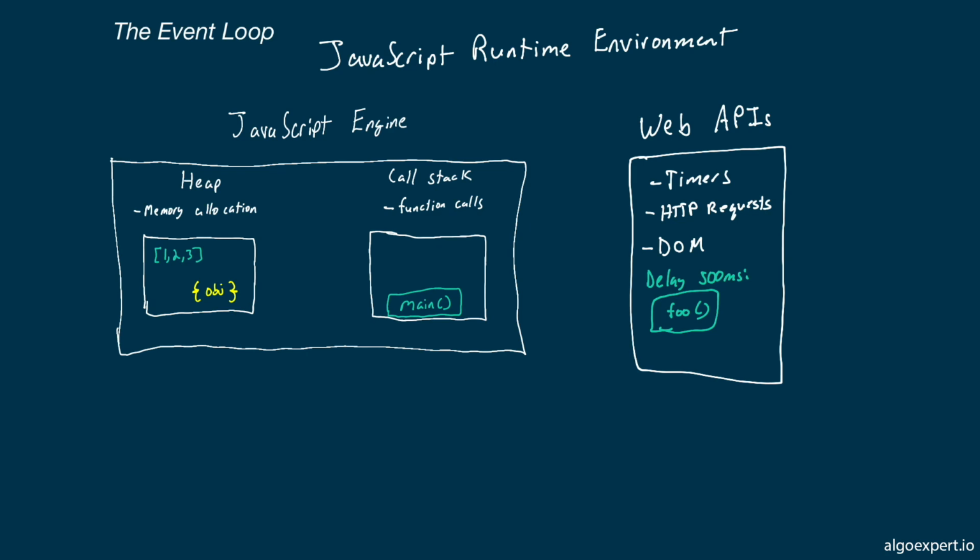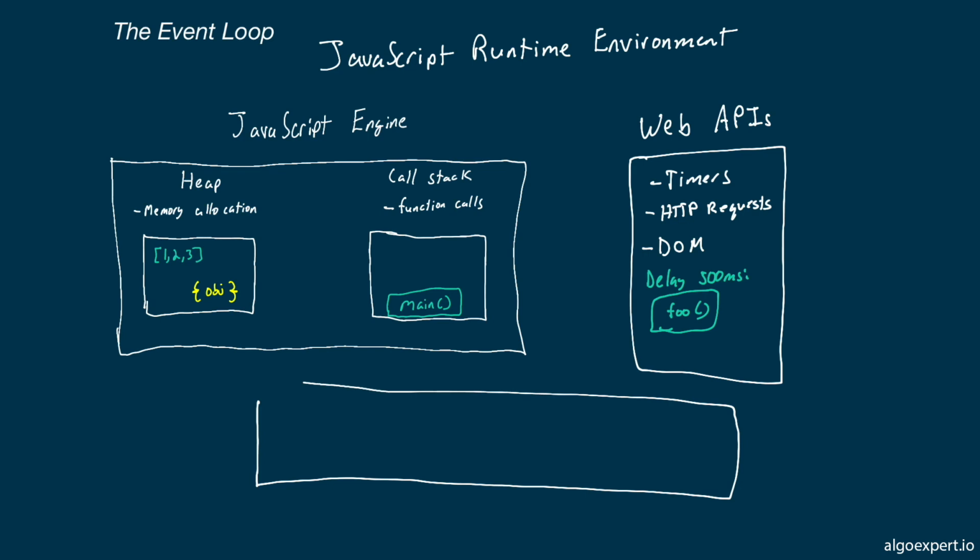Well, to do this, there's one more component we need to add to our diagram, and that is the task queue. The task queue is a queue data structure, meaning that the first item added to the queue is the first one to be removed. I like to think of this as like standing in a line. You also might hear this task queue referred to by other names, such as the callback queue or the message queue, but they are all just different names for the same concept.